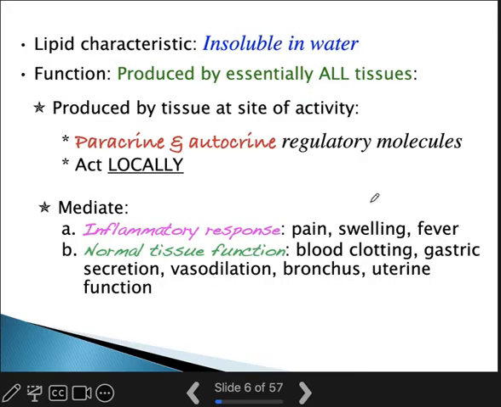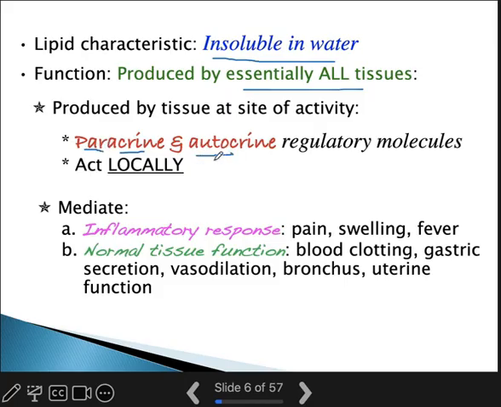Like our steroids and all of our lipids, prostaglandins are no different in the fact that they're going to be insoluble in polar solvents or water. These guys are produced essentially by all tissue in the body, which, although the name is prostaglandins, reflects the fact that it was first identified in prostatic fluid. The reality is that these molecules are produced and have effects all over the body. Mostly their effects are going to be local. So we look at prostaglandins being produced by a cell and then affecting either a cell adjacent or in fact the cell that was producing it. So we have paracrine and autocrine regulation.